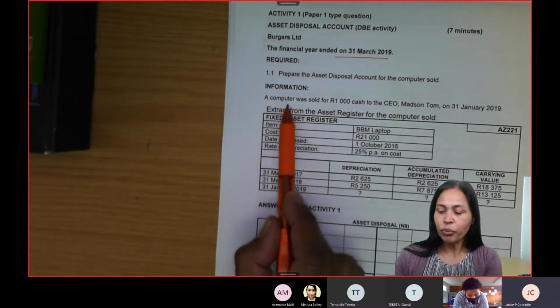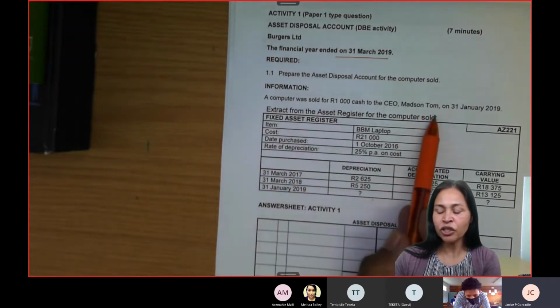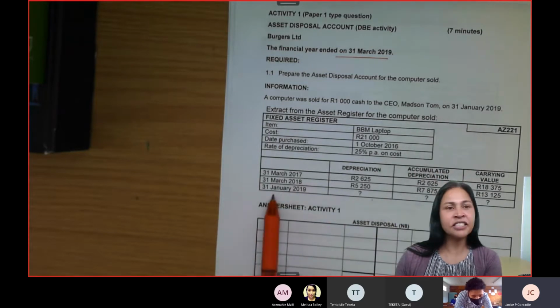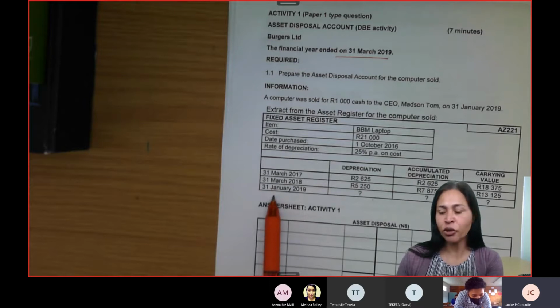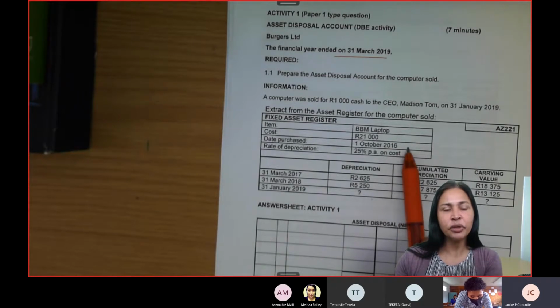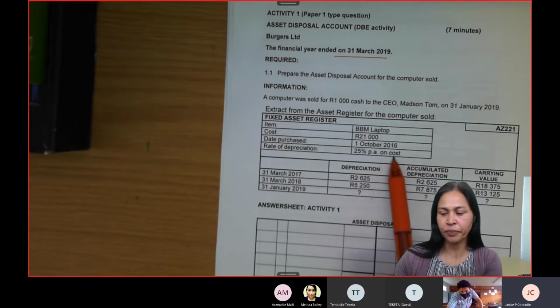It says a computer was sold for 1,000 cash to the CEO, Madsen Tom, on the 31st of January 2019. Now here you have an extract from your asset register, your fixed asset register. So we're going to identify the important information. It tells you the type of asset, it tells you what the original cost was of 21,000. It gives us the date of purchase, which is the 1st of October 2016. It tells us the type of depreciation, in other words, the rate, which is 25%, and it is on cost.